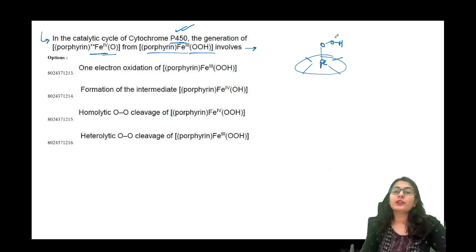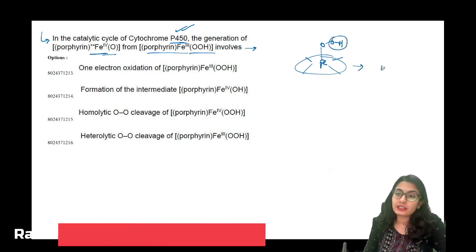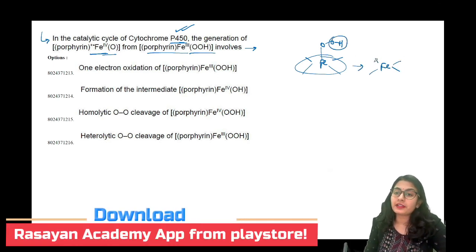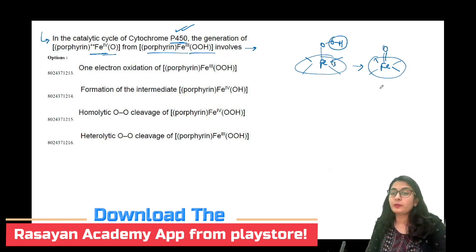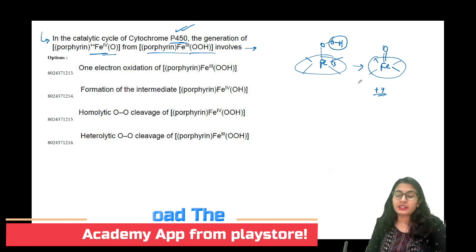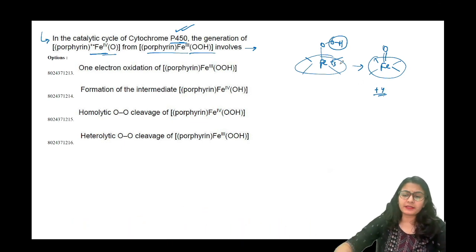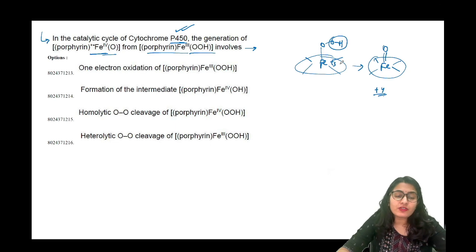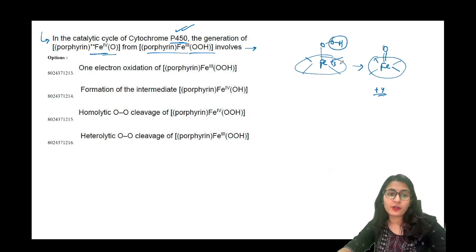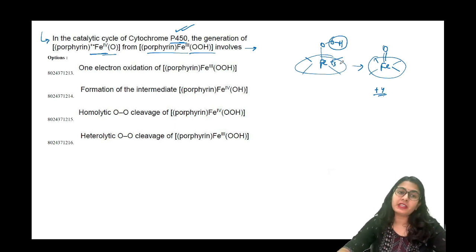This peroxide is going to break the OH and it is going to convert the iron into a double bond O. So what is happening? The oxidation state changes from +3 to +4. ये change हो रहा है oxidation state. So what is happening? A homolytic cleavage or a heterolytic cleavage of oxygen, formation of intermediate what?